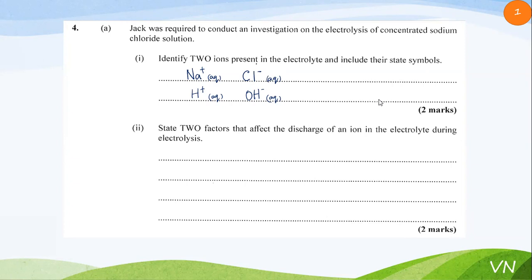All right, good. Part 2. State 2 factors that affect the discharge of an ion in the electrolyte during electrolysis. So there are 3 factors, any 2 of them you can state. So I'm just going to write down all 3 answers, so any 2 you can have.